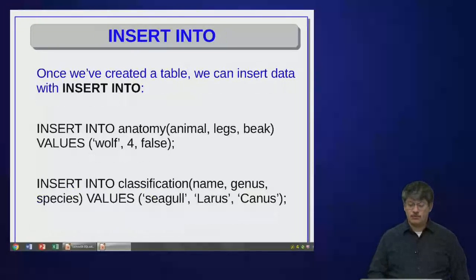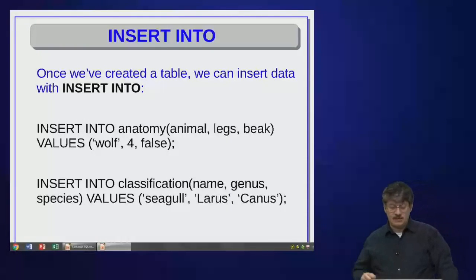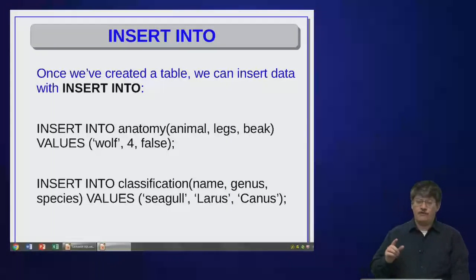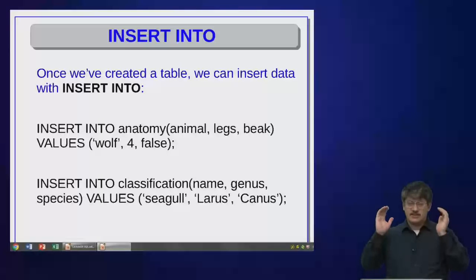Once you've created a table, you can insert data using the insert into keyword. So I could say, for example, insert into anatomy. And then I tell it which columns I'm going to specify. I'm going to specify first the animal, then the number of legs, and then the tail, with these values: wolf, 4, and false. The order matters here. The order inside the first set of parentheses has to match the order in the second set of parentheses. So for example, if I said 4, comma, wolf, comma, false, this wouldn't work because it would think that 4 was the name of the animal and wolf was the number of legs. And it won't like that because wolf isn't an integer.